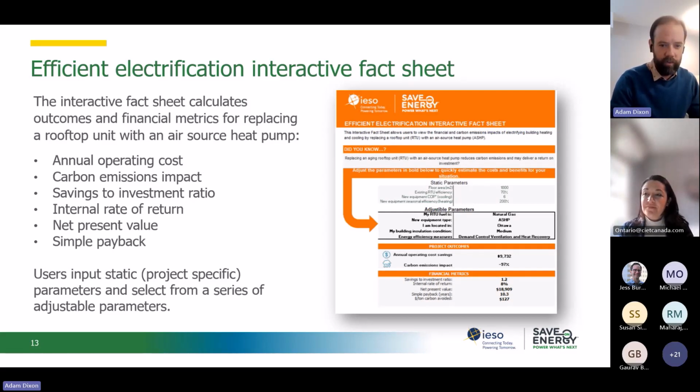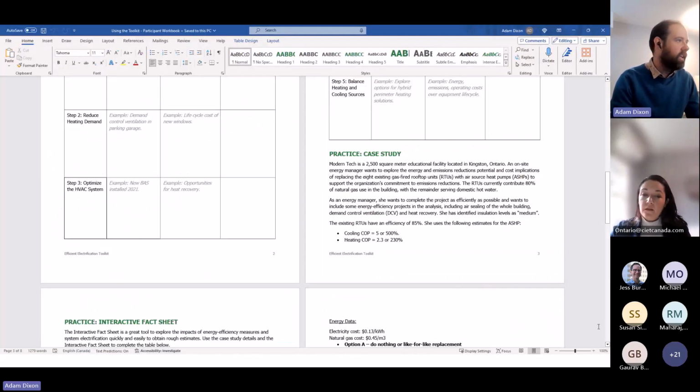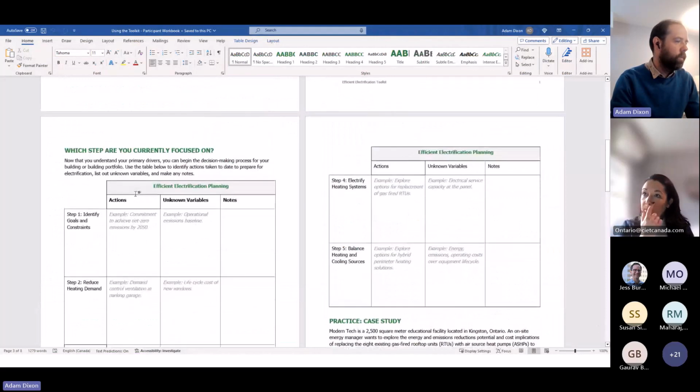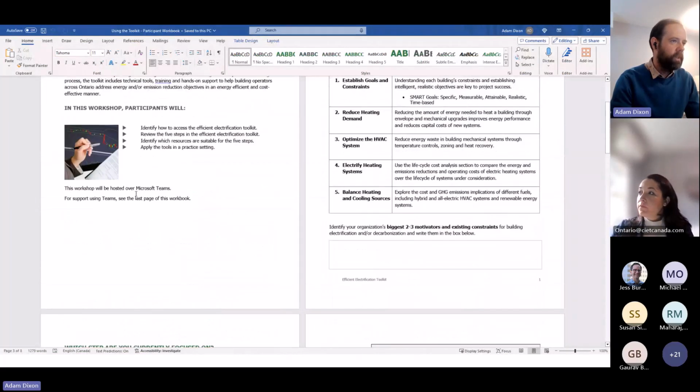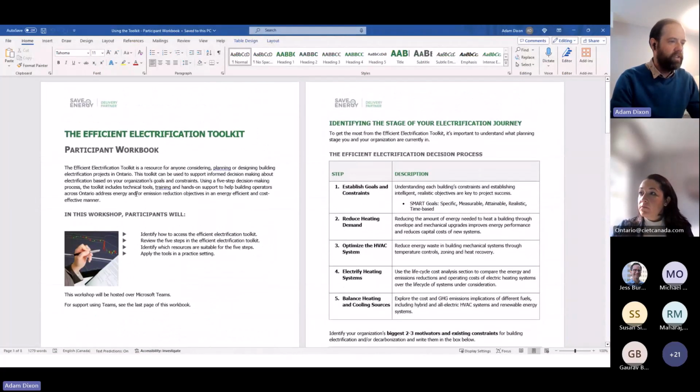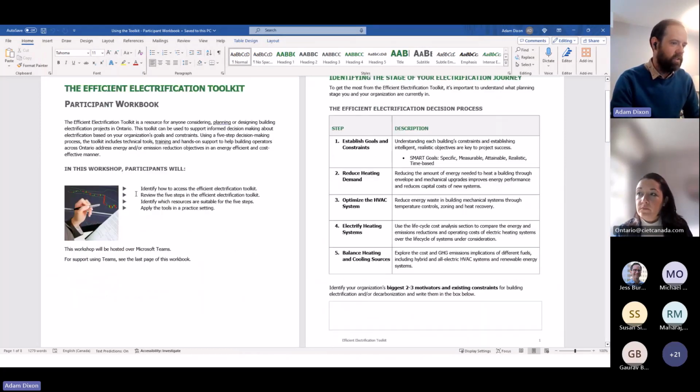We're going to go into that worksheet that was supplied to you, using the Toolkit Microsoft Word document here. So we've covered the first couple pages. We have our steps: establish goals, reduce demand, optimize, electrify, and then balance the heat sources.